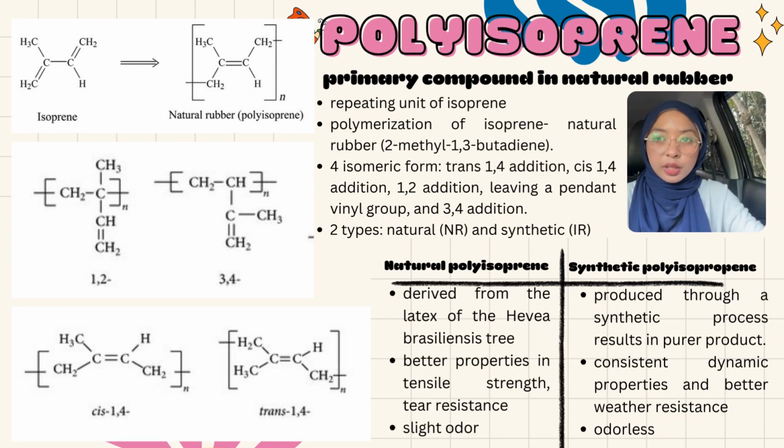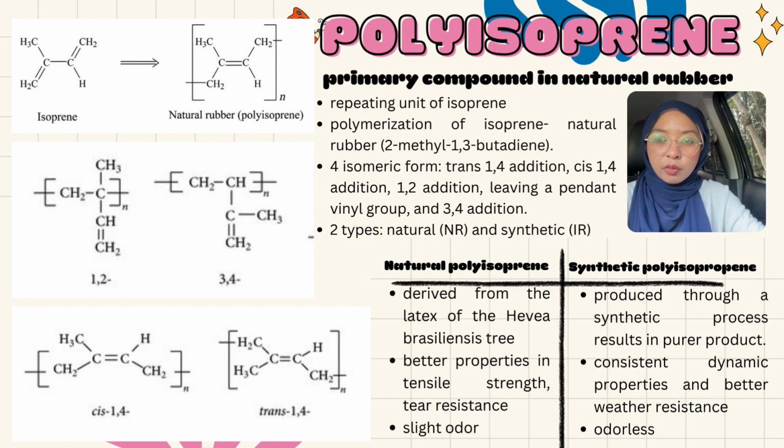The primary compound in natural rubber is polyisoprene, which is a polymer derived from the monomer isoprene. There are 4 isomeric forms of polyisoprene as shown in the figure, which are trans 1,4 addition, cis 1,4 addition, 1,2 addition leaving a pendant vinyl group, and 3,4 addition. There are 2 types of polyisoprene, which are natural and synthetic. The difference between both depends on composition.